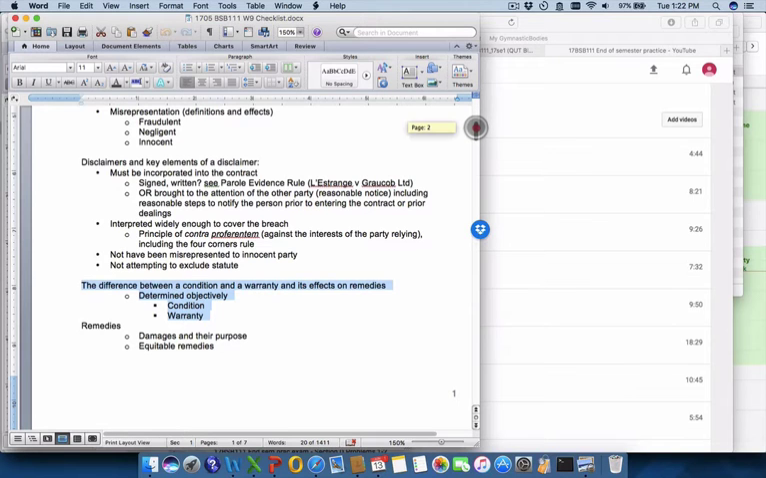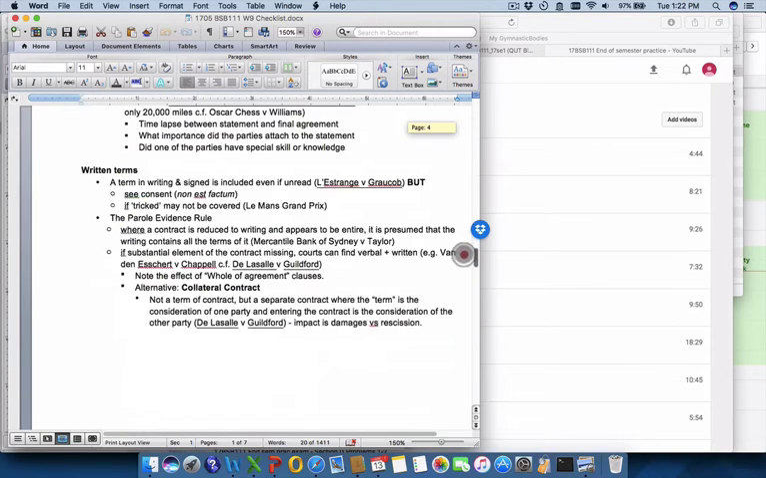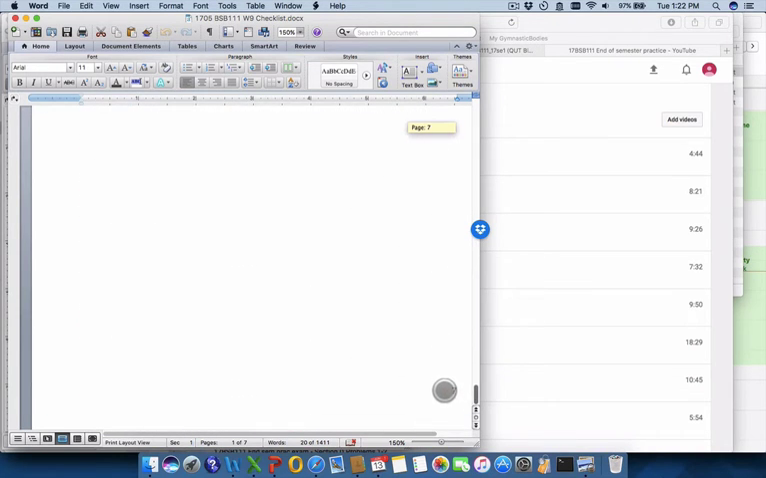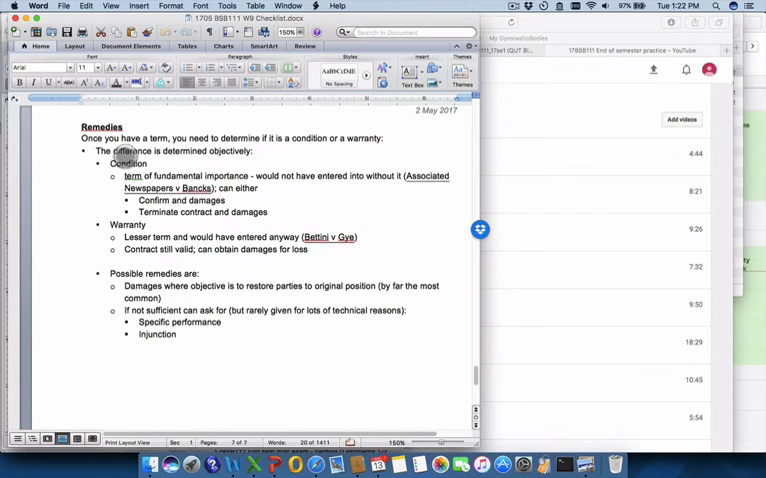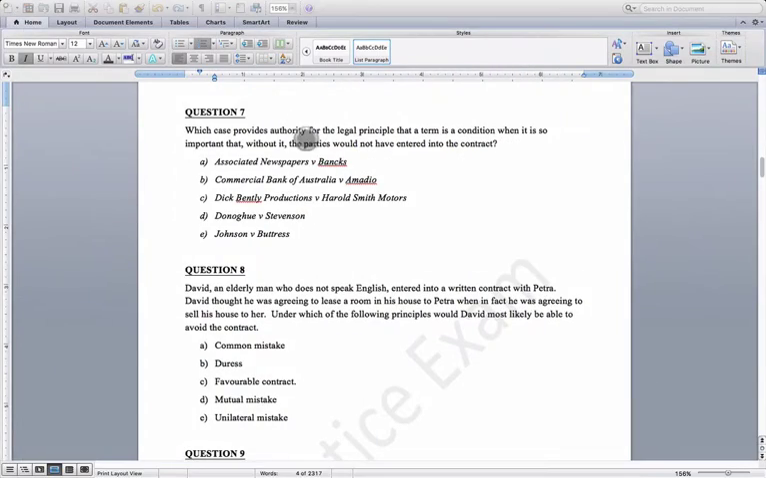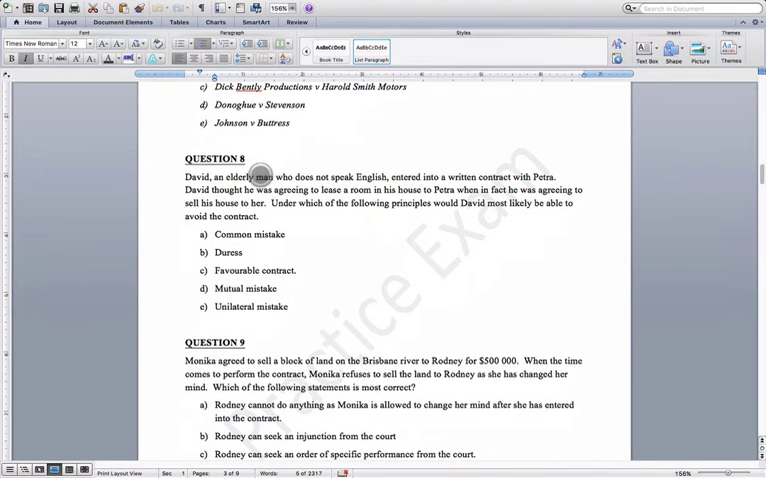So it's roughly at the end of our particular notes on terms. And what we can see is that once you have a term, you need to determine if it's a condition or a warranty. A term of fundamental importance is Associated Newspapers and Banks. And so once again, that's very clearly the case here for question 7. So a lot of that approach is actually trying to narrow in on the answer or eliminate ones that you know aren't the answer. Let's try question 8.